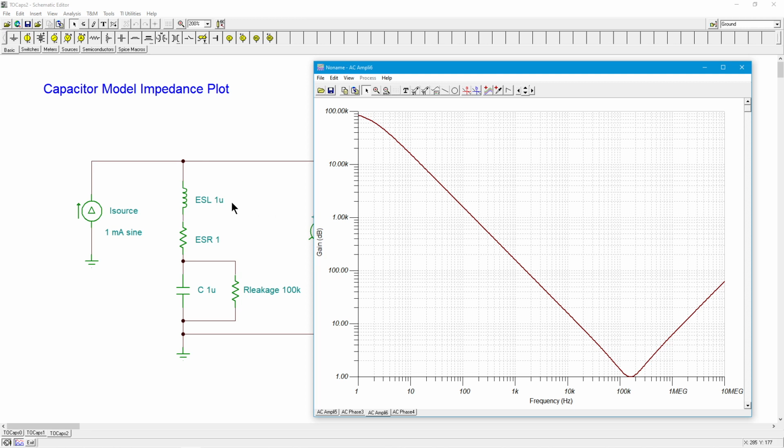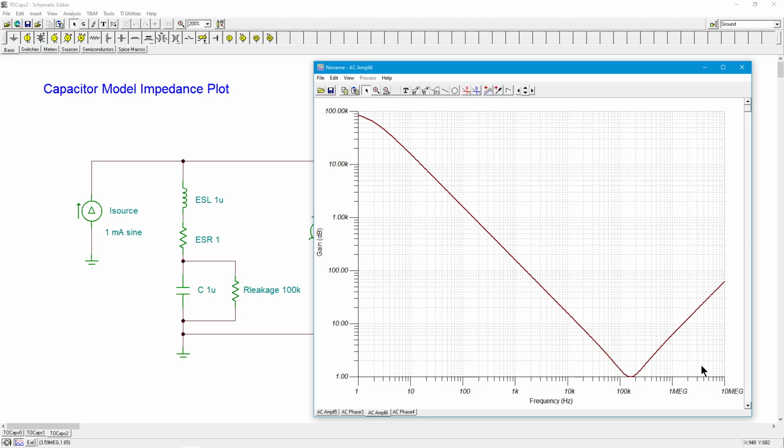Holy macaroni, right? I mean, it's a capacitor in this range, but it's actually like an inductor over here. So if you're using this capacitor up here at a couple of megahertz, it's not behaving like a capacitor. All right?